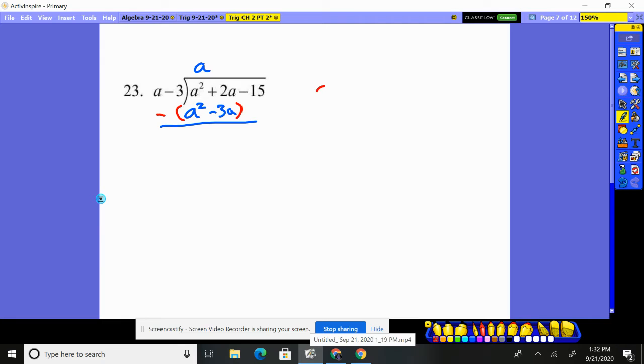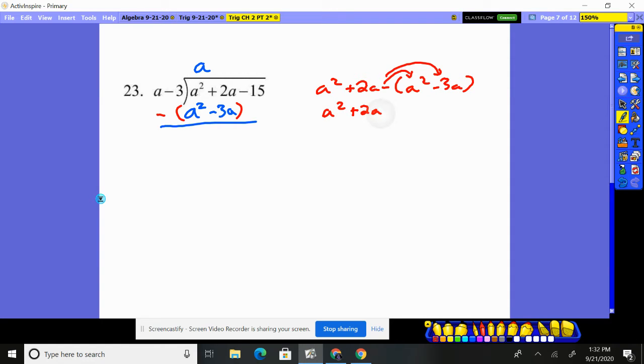So if you want to think, you can come inside and go, it's a squared plus 2a minus this whole thing of a squared minus 3a. And you could distribute your negative through. That would give you minus a squared, but that minus negative is going to change to plus 3a. That and that are going to go away, and you're going to be left with 5a, which is what we're left with down here.